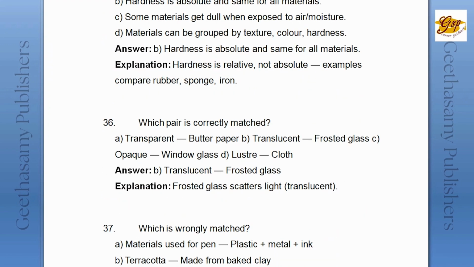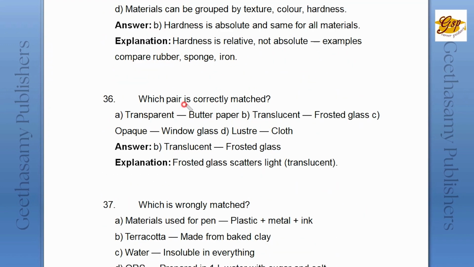Fine. 36th question. Which pair is correctly matched? Transparent, butter paper; translucent, frosted glass; opaque, window glass; luster, cloth. So the correct match is translucent, frosted glass. Frosted glass scatters light, so it is translucent.